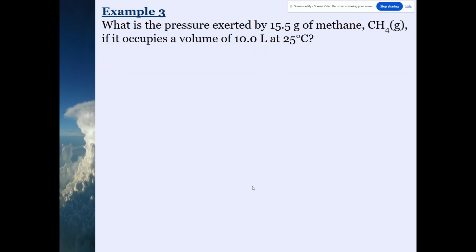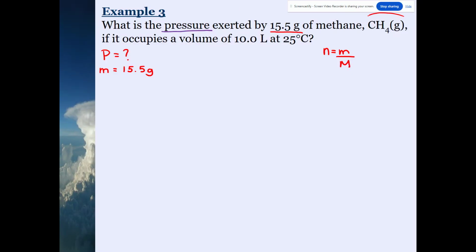Next example. What is the pressure? I'm going to go back to using red here. What is the pressure exerted by 15.5 g? That is not moles. That is a mass. 15.5 grams. Okay? Anytime you have a question where you're given a mass, right away you need to think to yourself, I need to convert that into moles. So I need to take my mass and divide by my molar mass. Okay? What is my molar mass?